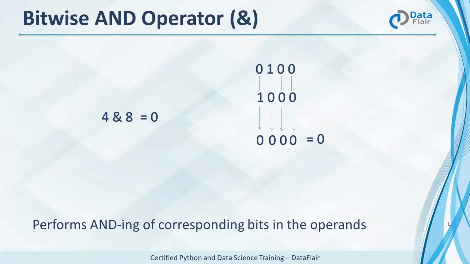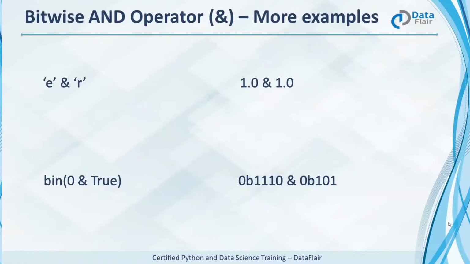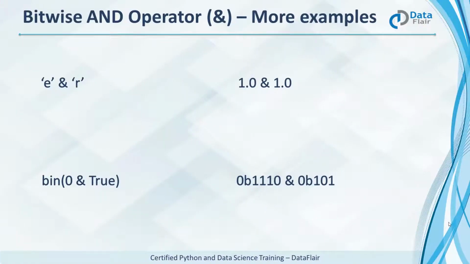Let's take some more examples. You cannot AND 2 strings. That results in a type error for the operator. 0 and true gives us 0, the binary for which is 0b0. You cannot AND 2 floats. You can AND binary values. This one gives us 0b0100, which is binary for 4.